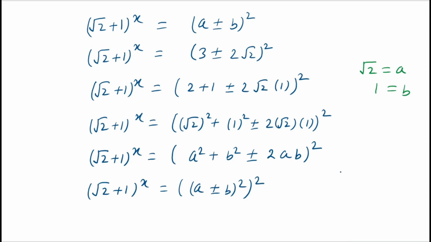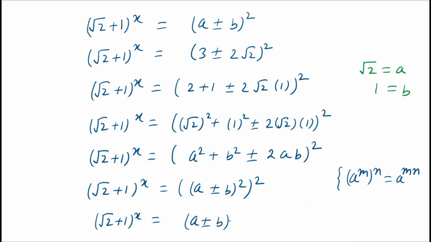Now in right hand side we will apply this rule: (a^m)^n equals a^(m·n). In left hand side (√2 + 1)^x equals, in right hand side, if we apply this rule, (a ± b)^4. Now (√2 + 1)^x equals (a ± b)^4. Here we have two cases.